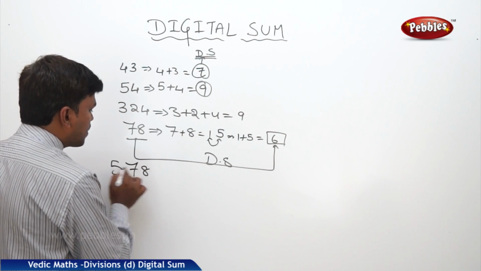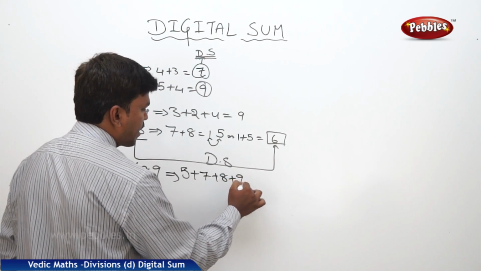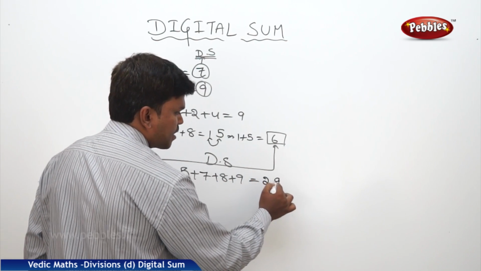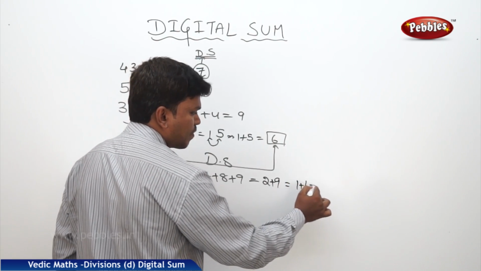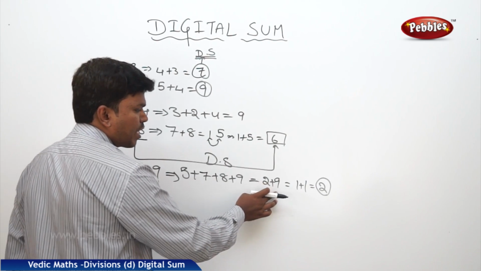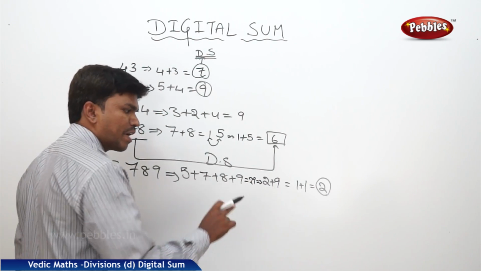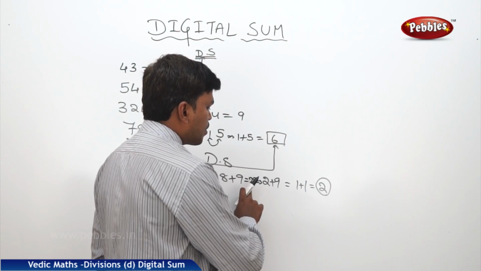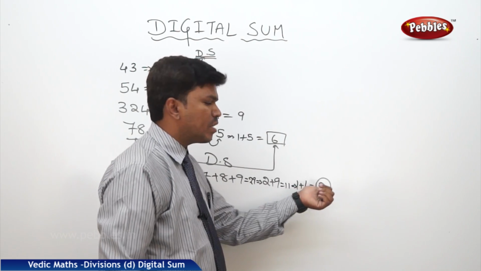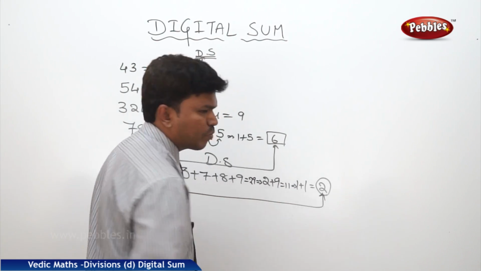785789. What is the digital sum? 5 plus 7 plus 8 plus 9. 5 plus 7, 12, 12 plus 8, 20, 20 plus 9, 29. Means again 2 plus 9, 11. Again 1 plus 1, 2. So like that you have to go. See, if I add all the digits, I got 29 here. Even 29 is not the digital sum. Again make the sum of 2 and 9. So what is 2 and 9? It is 11. So again 11 is not the digital sum. So again 1 plus 1, 2. So finally, what is your answer? Digital sum of 5789 is 2.